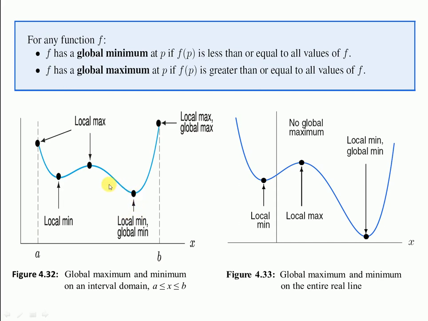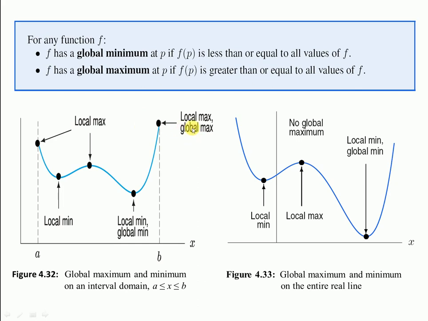The same thing applies to the local max. If we only consider around this area, then this point is the max value. However, if we compare to the whole interval from A to B, then this point is not the max, but instead this point is the max value. So we say that this point is the global max.